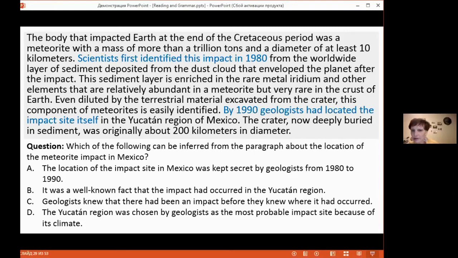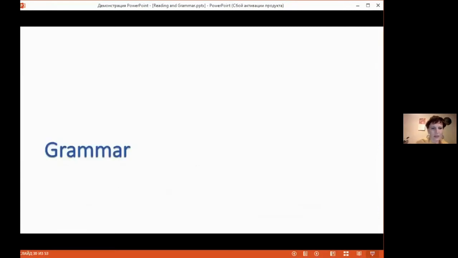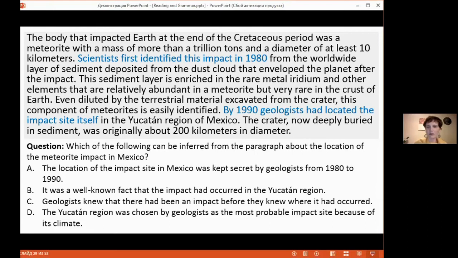So well done, everybody, for speaking to us about how we can identify this answer. All right, so that is all about reading and different types of questions.